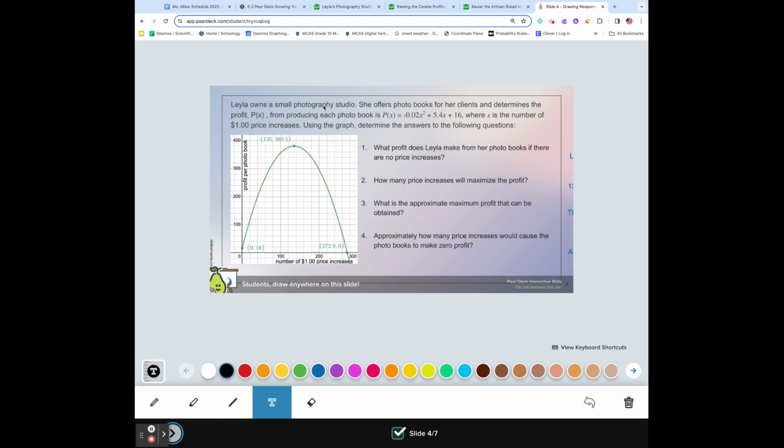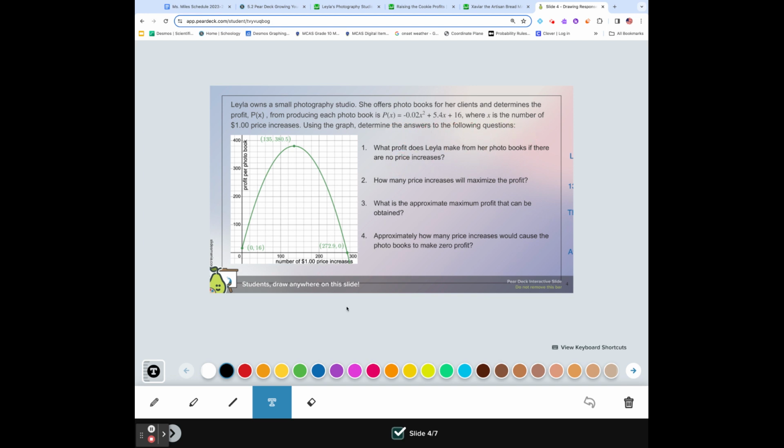Layla owns a small photography studio. She offers photo books for her clients and determines the profit P of x from producing each photo book is P of x equals negative 0.02x squared. Again, it's a quadratic function that opens down, plus 5.4x plus 16, where this time x is the number of $1 price increases. Using the graph, determine the answers to the following questions.